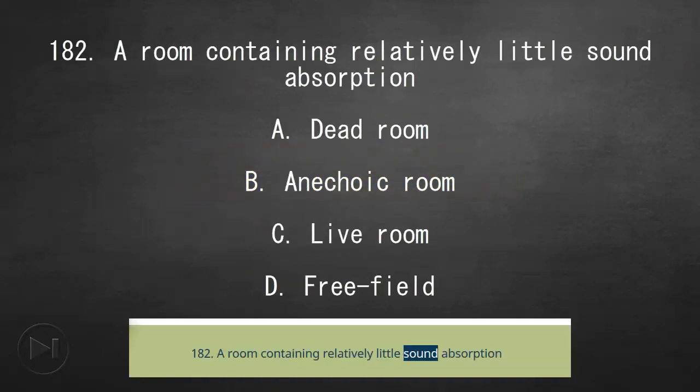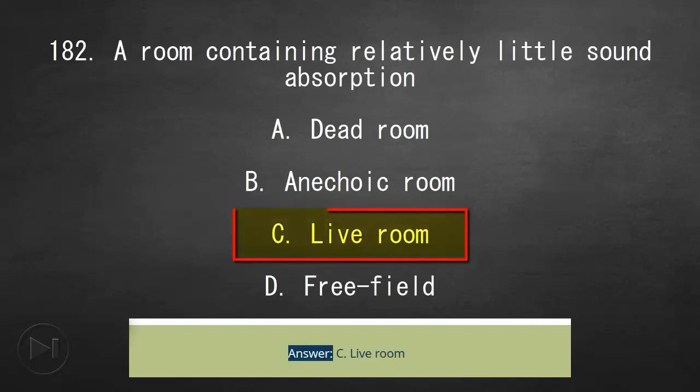182. A room containing relatively little sound absorption. A. Dead room. B. Anechoic room. C. Live room. D. Free field. Answer, C. Live room.